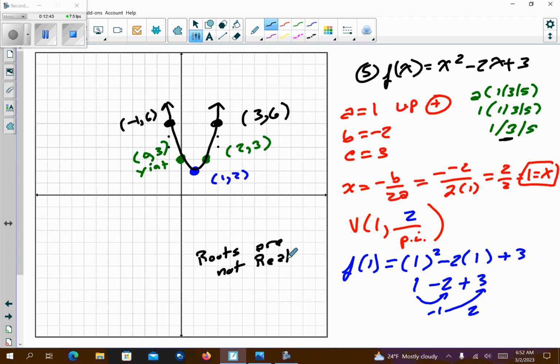And real refers to the real number system. I know that can be a little confusing because it's a silly name, but just make sure that you understand sometimes we might not know exactly where it crosses the x-axis, but those roots are part of the real number system. This one doesn't cross the x-axis, so they are not part of the real number system.